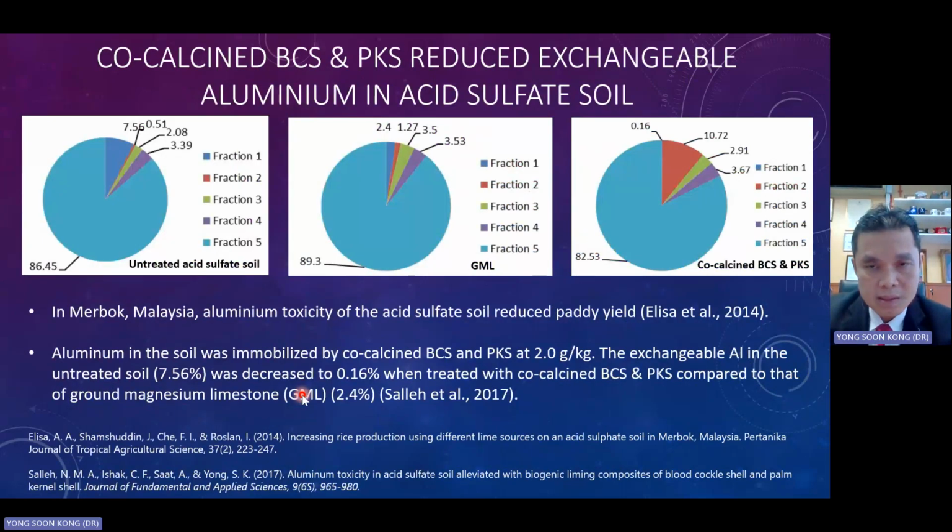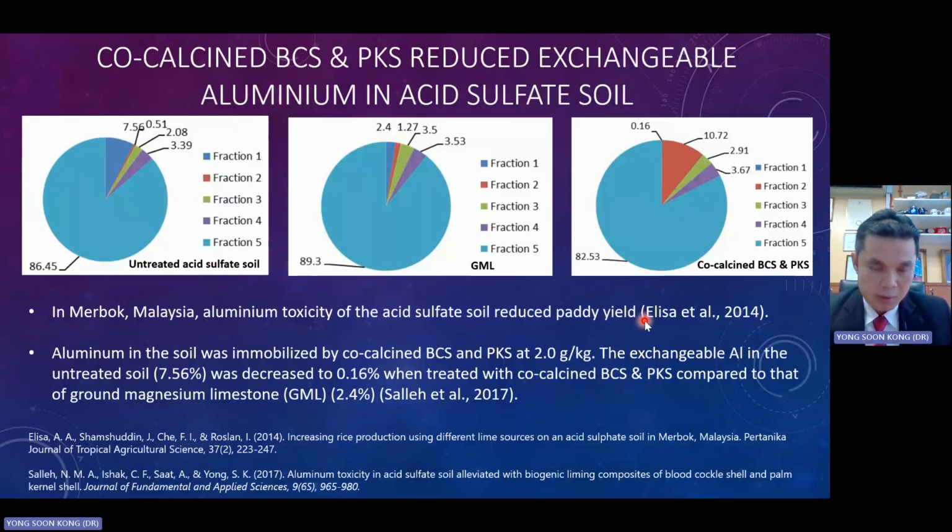So furthermore, this same material has been used to treat acid sulfate soil. Now, it is well known that acid sulfate soil is acidic, as the name says itself, but because of the acidity, some of the geogenic elements that may be toxic, such as aluminium, may be made available and cause toxicity towards the plant. And in Merbok, that is a case in which aluminium toxicity of the acid sulfate soil reduced the paddy yield. That is research done by a colleague in UPM, which was reported in 2014.